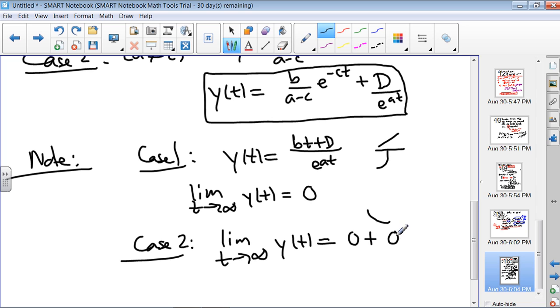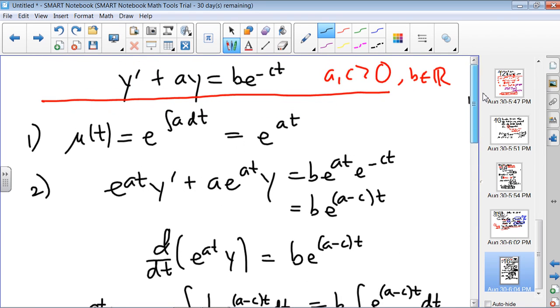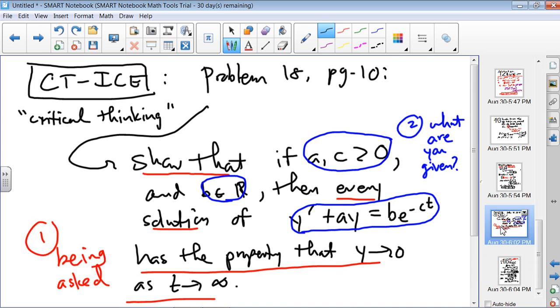Okay, so that tells us exactly what we wanted to show, that the function goes to 0 as t goes to infinity. And that's the solution to the problem. So we've now shown in both cases, the only two cases there are, that this statement is true. So that completes the solution to this problem.